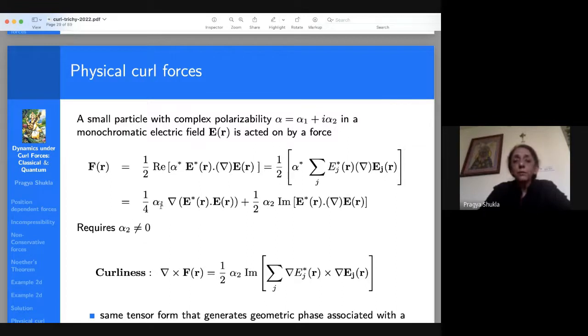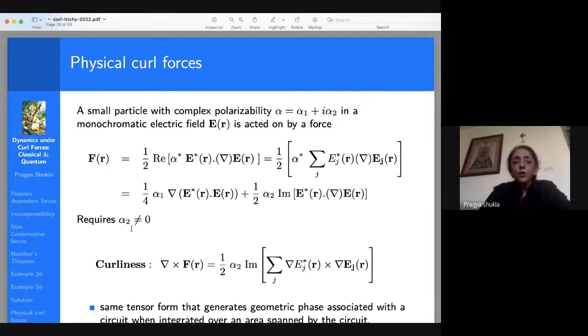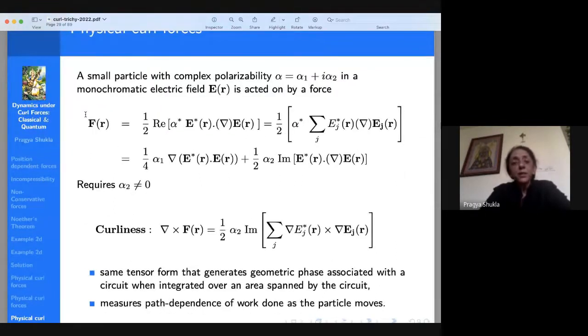It turns out to be of this form. Now you take the curl of this. It is easy to take the curl of this, okay? And this turns out to be this form. You see, curl is not 0 only if this term alpha 2, what was alpha 2? Alpha 2 was the imaginary part of the polarizability. So if alpha 2 is not 0, curl is not 0.